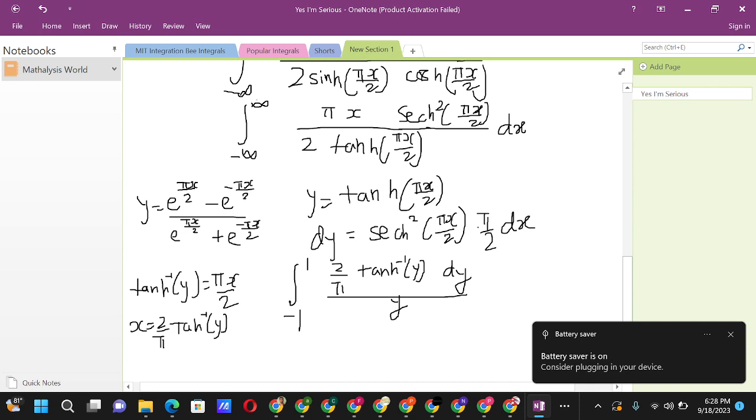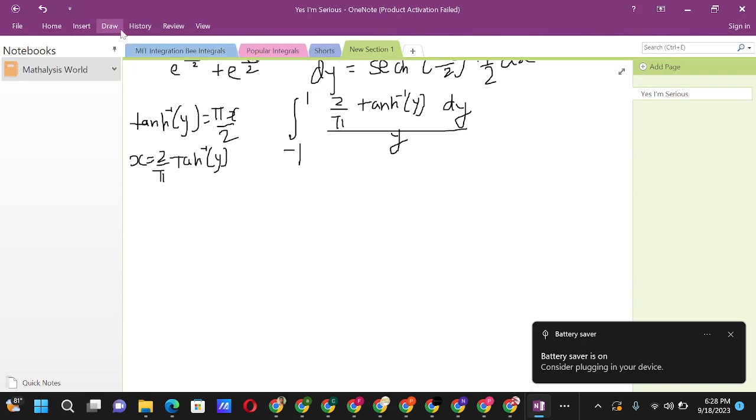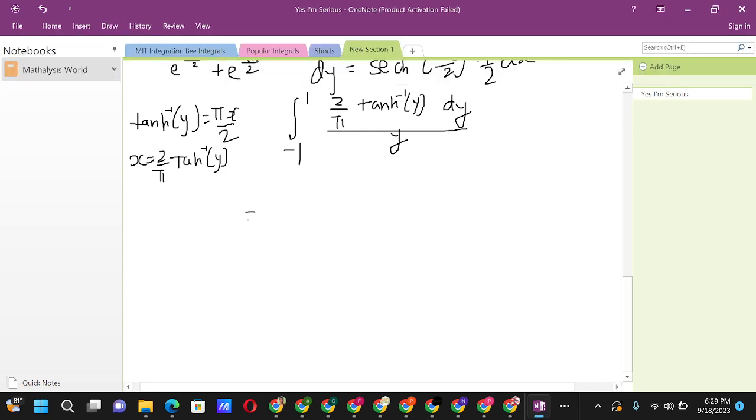Okay, so now what you can do is we can just take the constants out. Integral from -1 to 1 of tan inverse y by y dy. Now we can use the series expansion of tan inverse y. That will make our life easier since we just have y in the denominator.